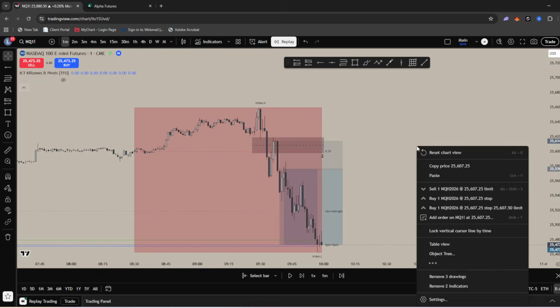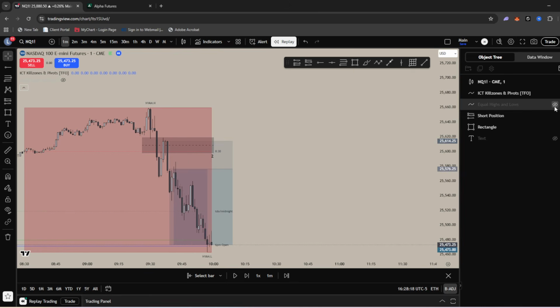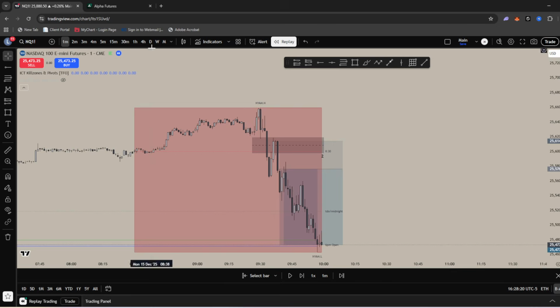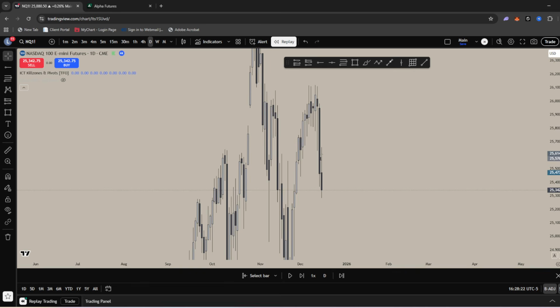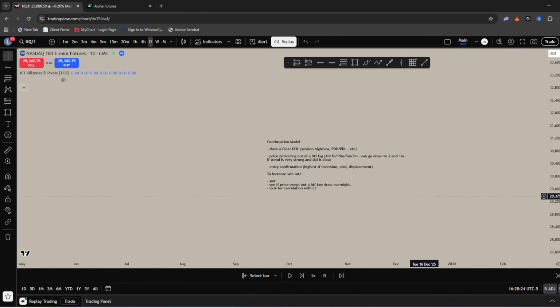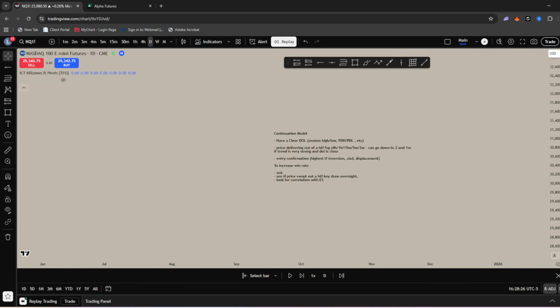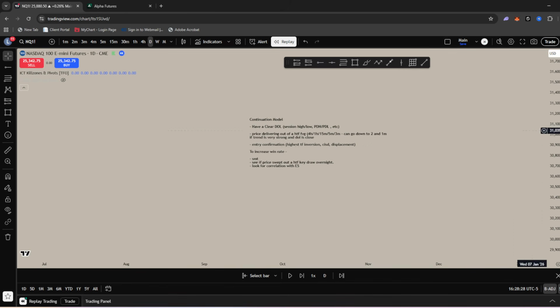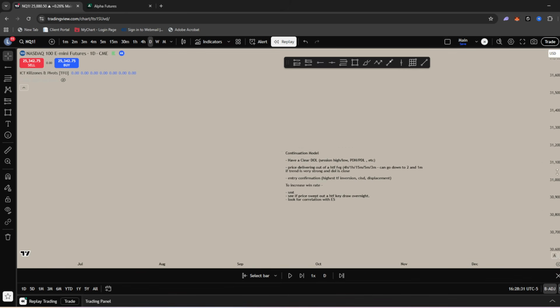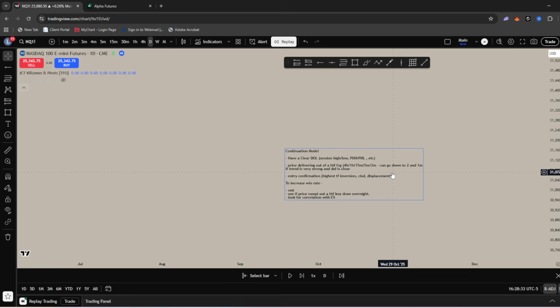So that's it for this one, guys. Again, I'll throw the criteria up on the screen again really quick. So again, starting from the top, for the continuation model, you're going to be wanting to have a clear draw on liquidity. You're going to be wanting session highs, session lows, previous day high, previous day low, etc.